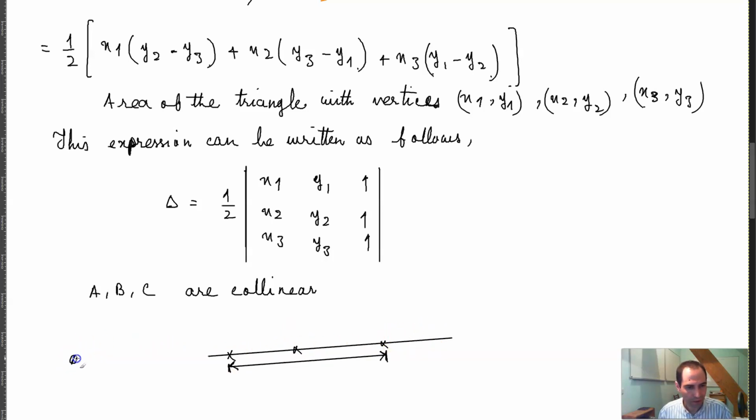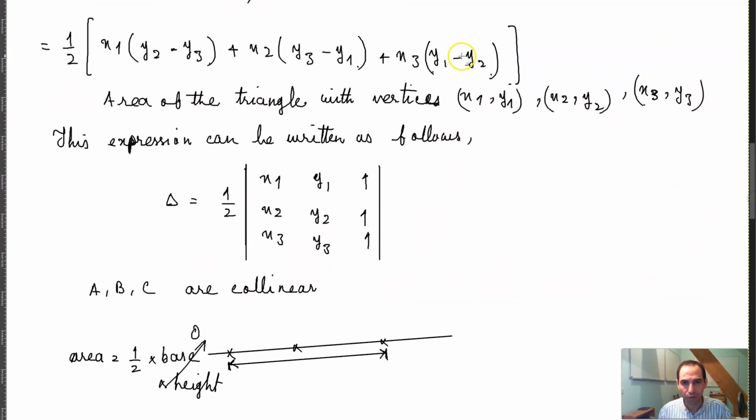And since you know that the area of a triangle is equal to 1/2 times the base times the height, when your height is equal to 0, the whole thing goes to 0, and so basically the area of the triangle becomes 0. And of course, if you have 3 such points that are collinear, if you put them in this formula, the area will come out as 0. So that you already understand.